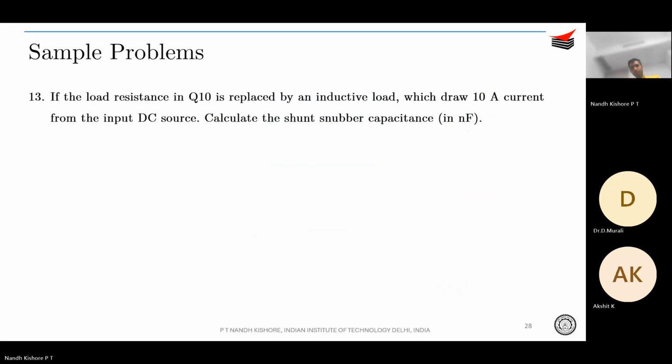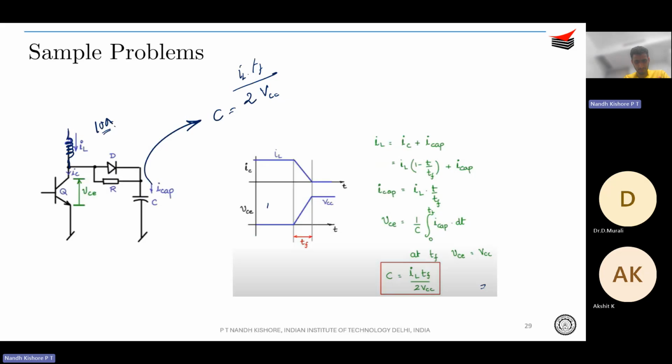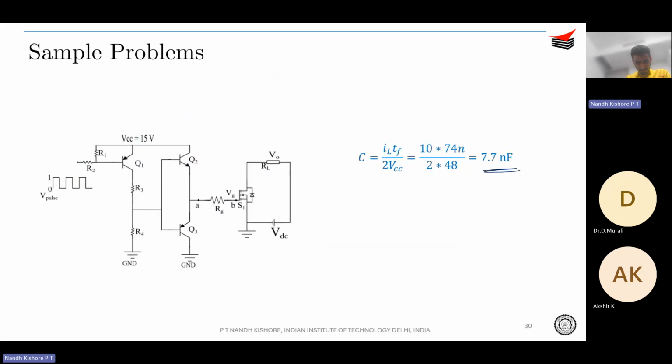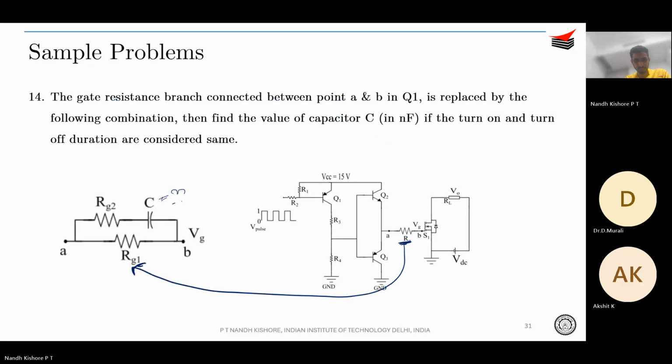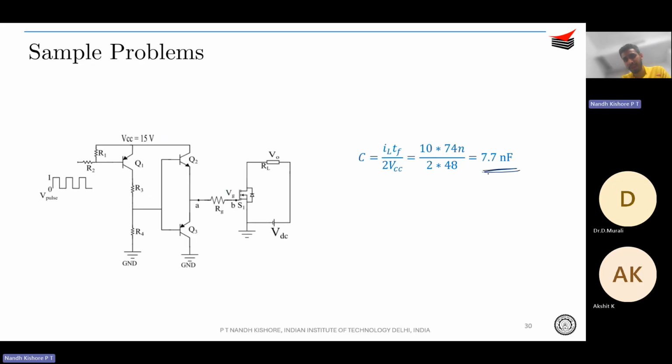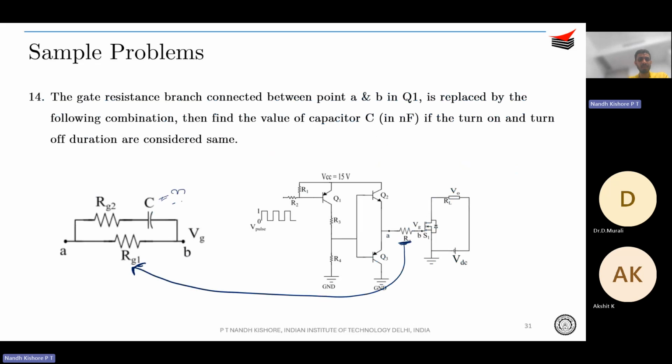Then you calculated the snubber capacitance, that is C is equal to ILTF by 2 VCC, right? So this was the snubber capacitance, and finally you saw this problem where you replaced the simple resistor with a kind of surge current providing circuit. So in that scenario, what should we see?